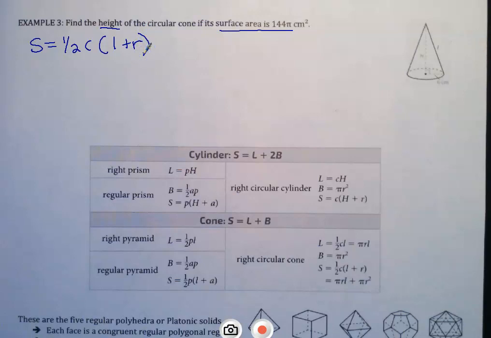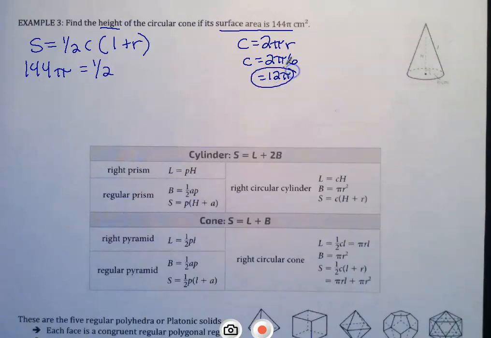Okay. S would be 144 pi centimeters squared, so it's going to be 144 pi equals 1/2. We need to find our circumference, don't we? What's the formula for circumference? 2 pi r. And what's our radius here? 6. So 2 times pi times 6, which would be 12 pi.